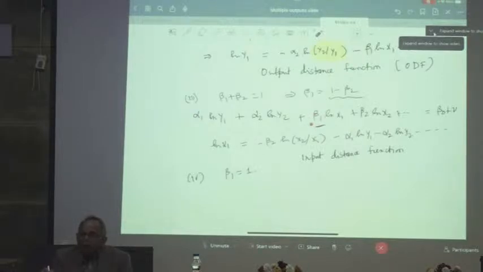So you put beta 1 is equal to 1, and then again, that means there is no coefficient in front of x1, so then you can write log of x1 equal to, so this is one, and again, throw the other numbers on the right hand side. So you'll be getting, let's just say, minus beta 2 log of x2 minus alpha 1 log of y1 minus alpha 2 log of y2 and so on. So this is again sometimes called input requirement function.